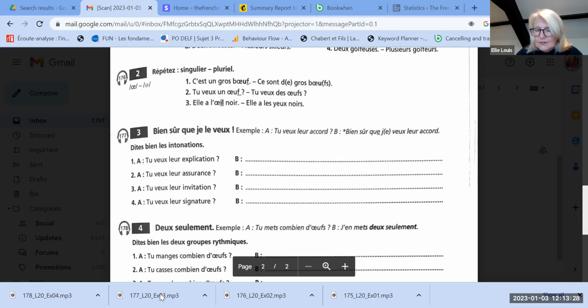Bien sûr que je veux leur invitation. 4. Tu veux leur signature?